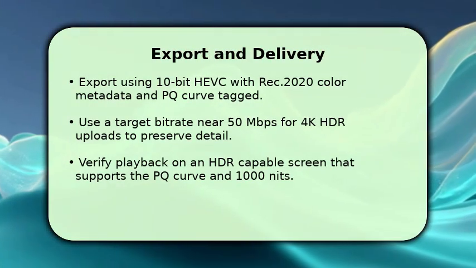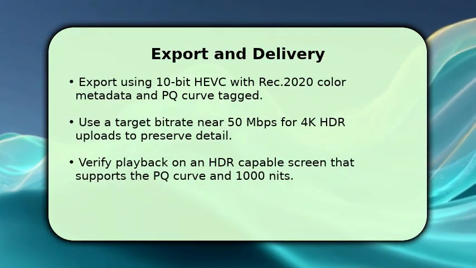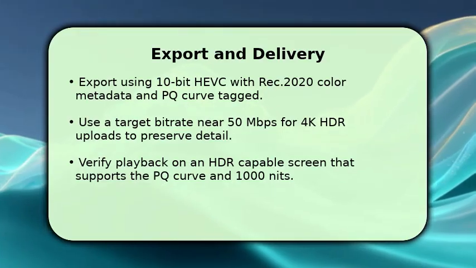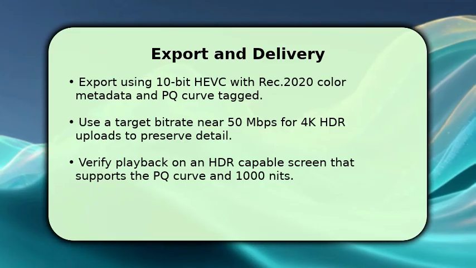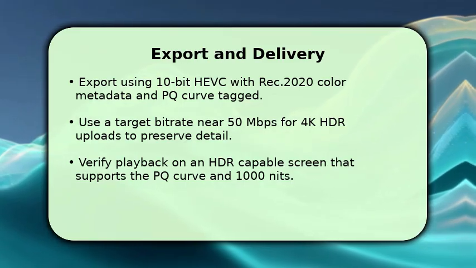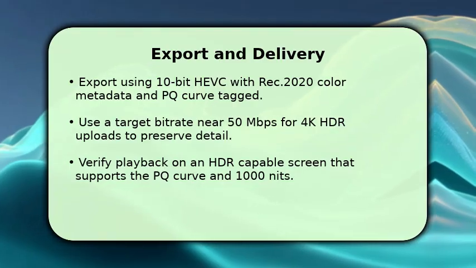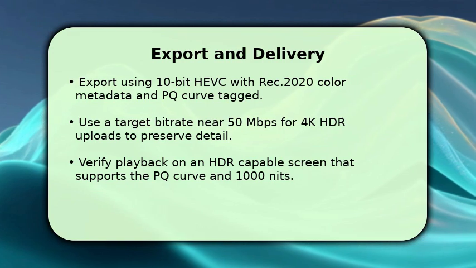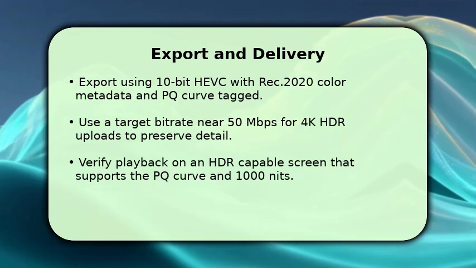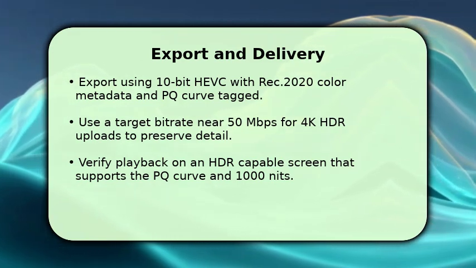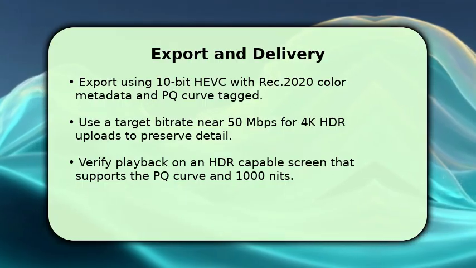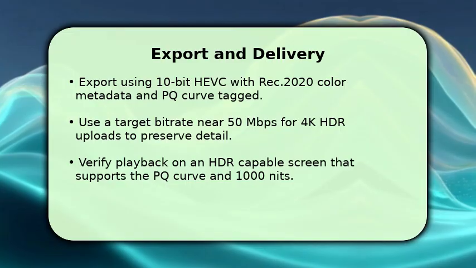When ready, open Export Settings and choose HEVC-H 265 with 10-bit encoding to preserve HDR color steps. Tag the export with Rec. 2020 color metadata and the PQ curve so players recognize HDR content. Set a target bitrate near 50 Mbps for 4K HDR to preserve fine detail and color fidelity.